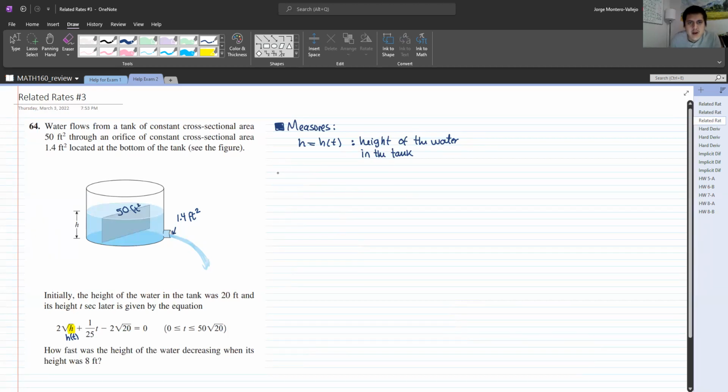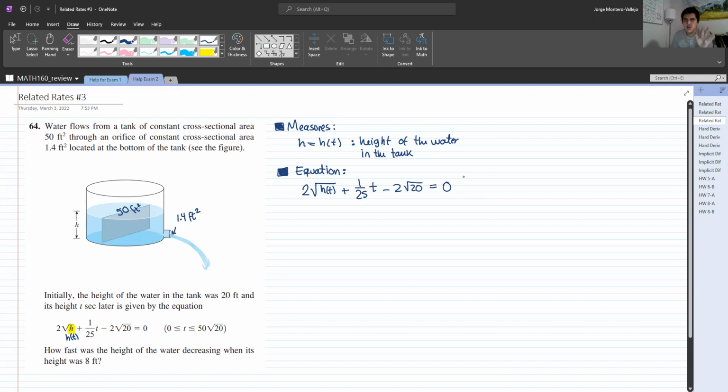Okay, so now the next thing is writing down the equation. Well, we are given the equation in this problem, so that is what we are going to work with. Okay, so 2 square root of h, but let's go ahead and write h of t, plus 1/25 t minus 2 square root of 20 equals 0. Okay.